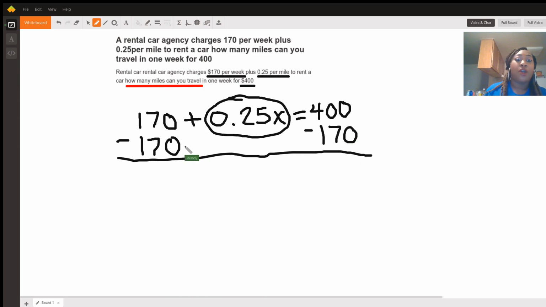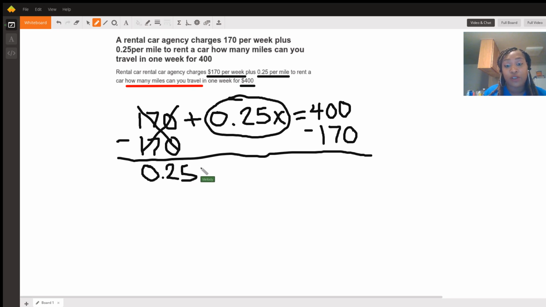So now, 170 minus 170 is obviously 0, so that we can cancel out. Now we're just going to jot down the information that we have left in the problem. So I'm going to bring down the 0.25x.